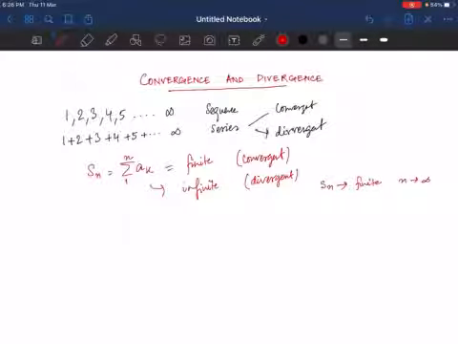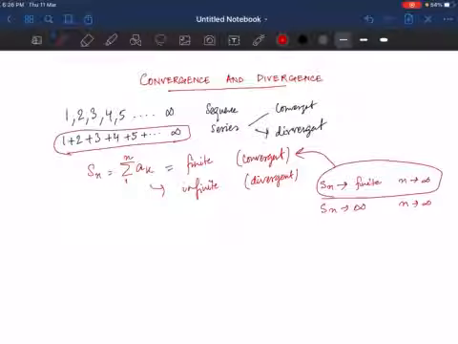Now we have already studied two different series, that is the AP series, arithmetic series, and the geometric series. So let us check whether those two series are convergent or divergent. Starting with the arithmetic series, what I need is the sum. The sum of n terms of an arithmetic series is n by 2 into (2a plus (n minus 1) into d).